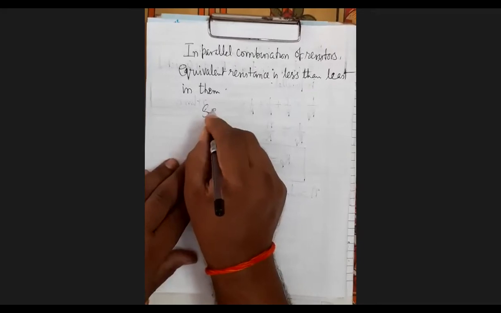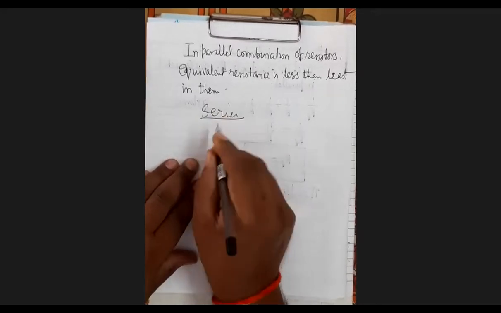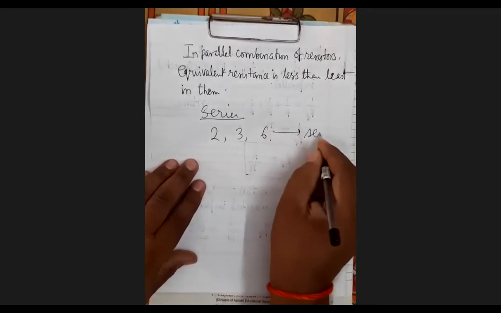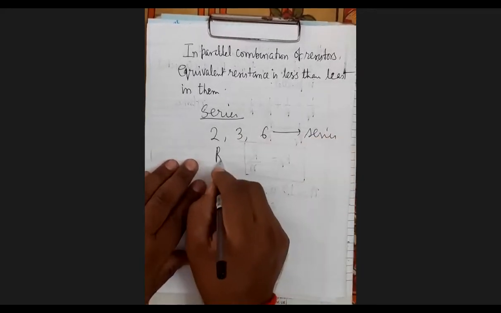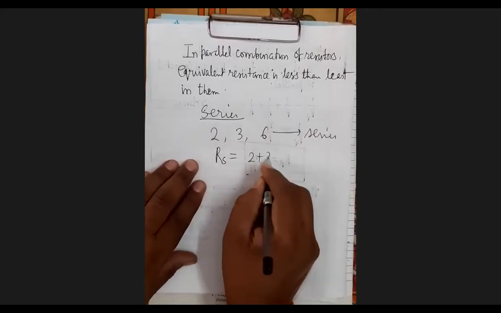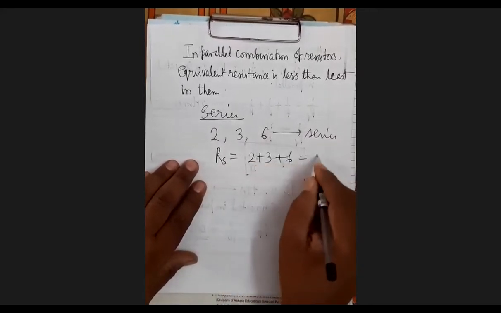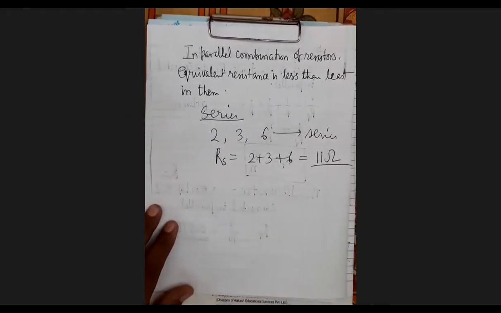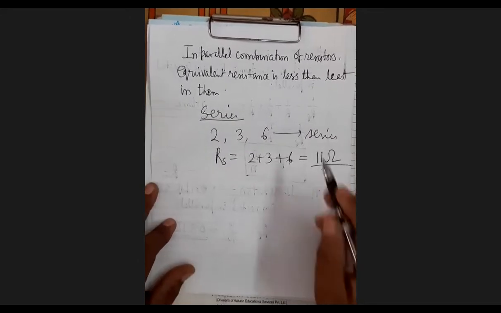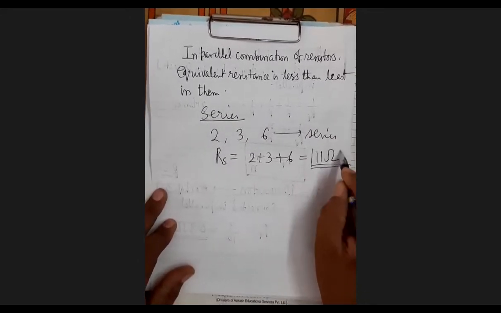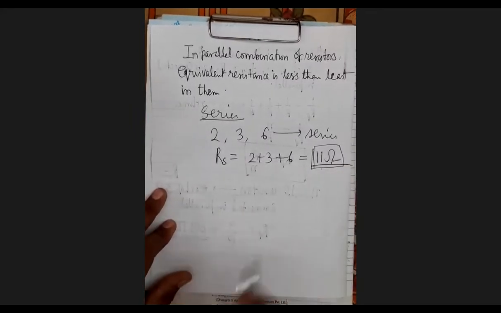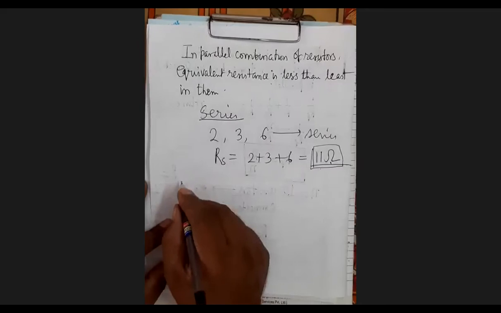Similarly, in the series combination, you can see, if you connect 2 ohm, 3 ohm, 6 ohm in series, what is the equivalent? It will be 2 plus 3 plus 6, that is equal to 11 ohm. Means in a series combination of some resistors, equivalent resistance is more than the maximum in them.